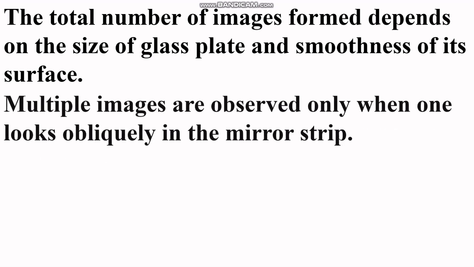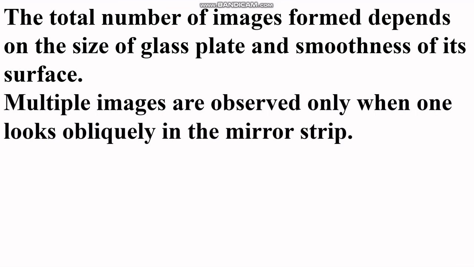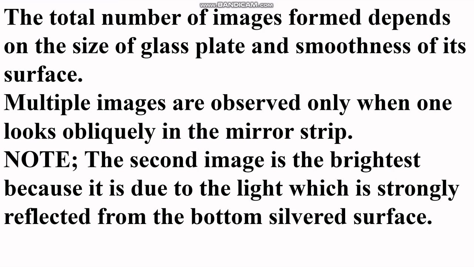Well, the total number of images formed depends on the size of glass plate and smoothness of its surface. Multiple images are observed only when one looks obliquely in the mirror strip. What it means is that you have to look from the sideways, not from the front. If you look in the front, the images will be one after another and it will appear to you as a single image.